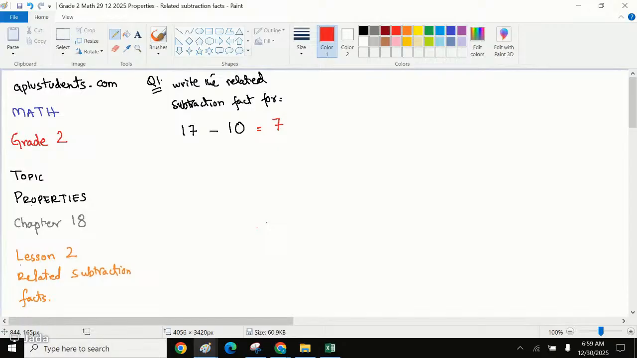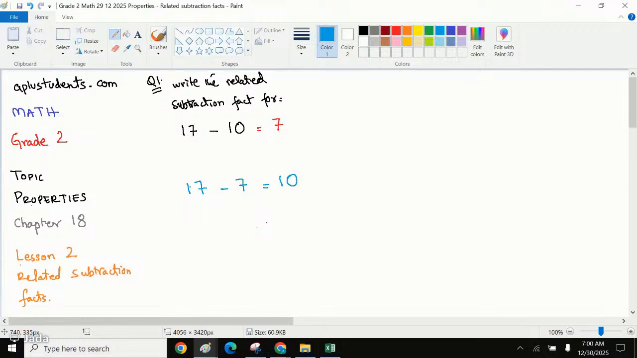Basically, the related fact would be, we can say 17 minus 10 was 7, or we can say 17 minus 7 should also be equal to 10, right? If you subtract 10 from 17, it comes out to be 7, or 17 minus 7, it should be 10. So the answer is: 17 minus 7 is equal to 10. From 17, if we subtract 10, we get 7, and if we subtract 7, we get 10.